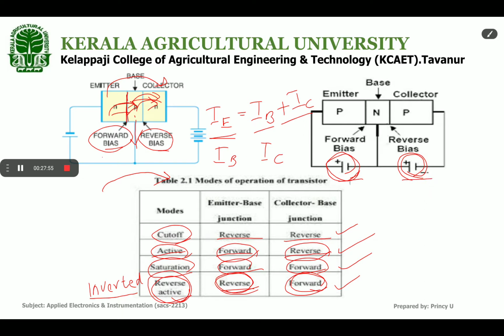So in order to maintain the forward bias on the first emitter base junction, we will connect a cell across the emitter base junction. Okay, that is the bias voltage. To forward bias, what should we do? The positive terminal of the cell will be connected to P type and the negative terminal will be connected to N type.